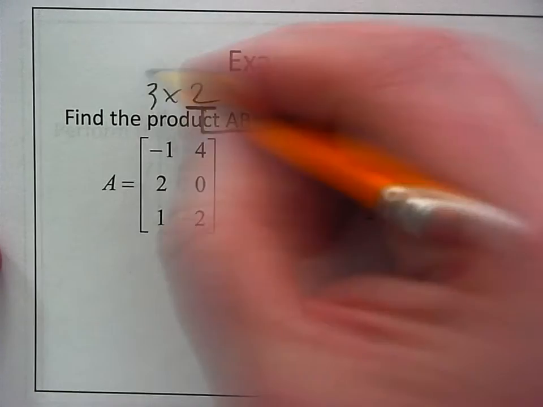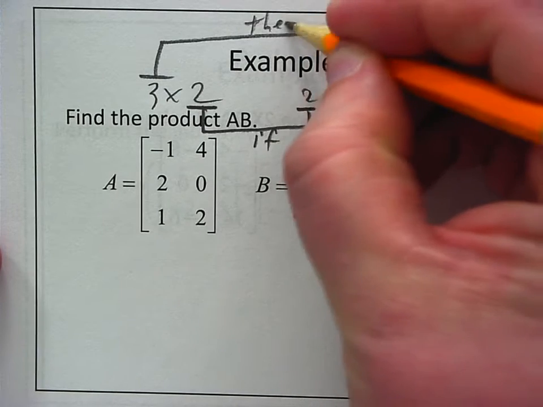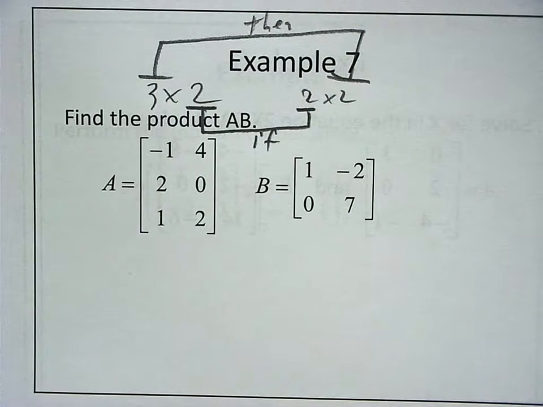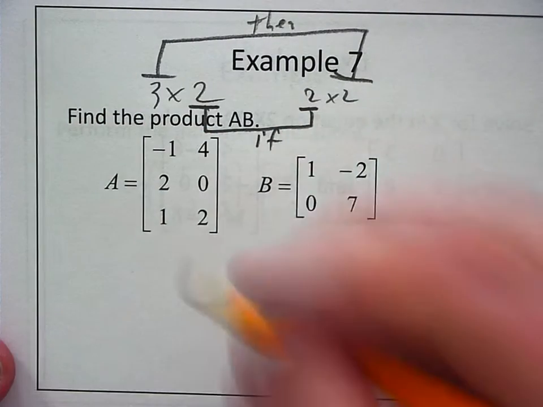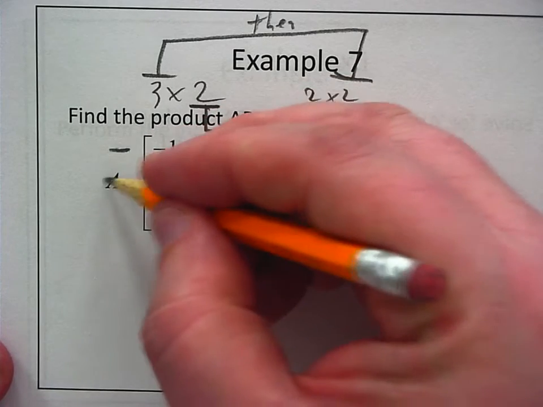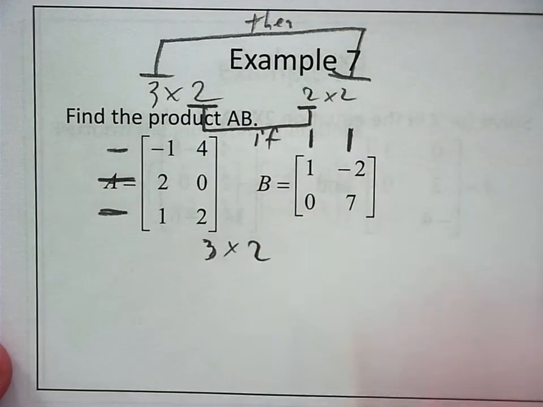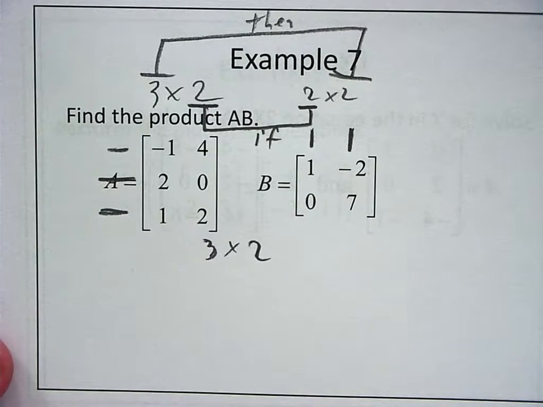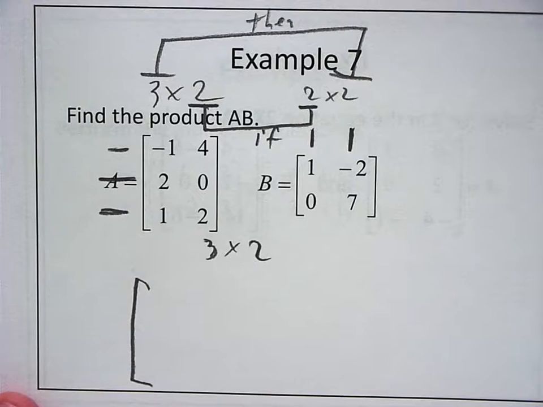Because these two match, then this is your result. So my answer is going to be a 3 by 2 because those two inside ones match. And the trick is, because I have 3 rows here, I'm going to pull the rows from here and the columns from here. Okay? So my answer, I'm going to leave myself some room.